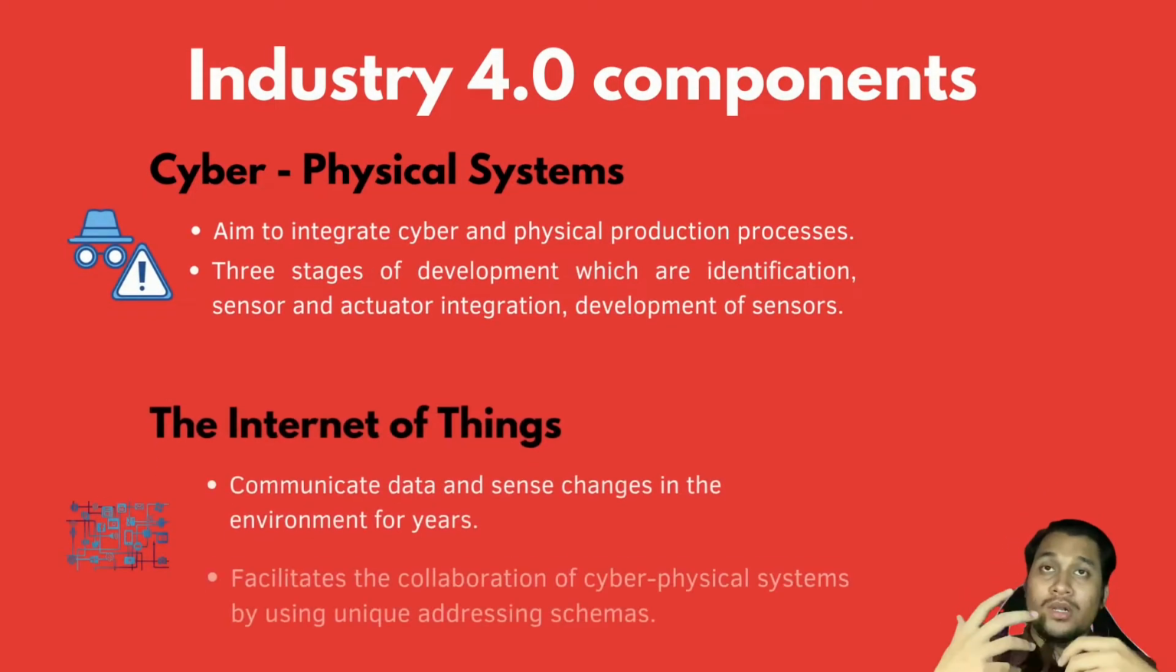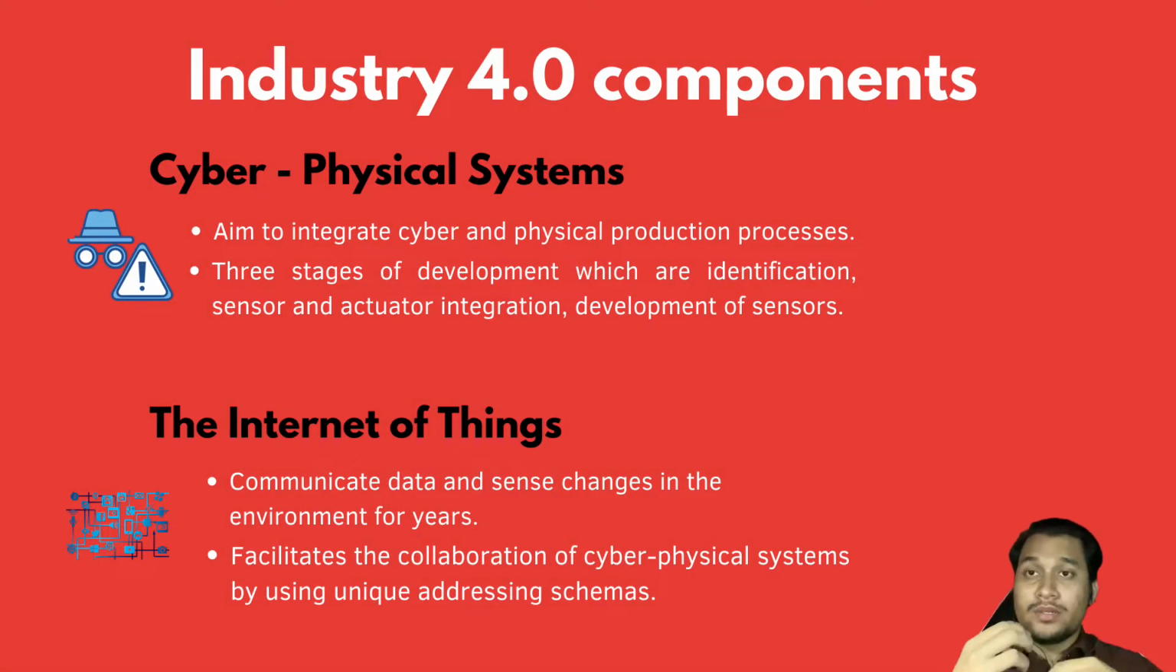Thank you, Fahmi. Now I would like to explain about the components of Industry 4.0. There are 4 core components of Industry 4.0. The first is cyber physical systems. Cyber physical systems aim to integrate cyber and physical production processes. In other words, at various levels, computers and networks should monitor physical manufacturing processes.